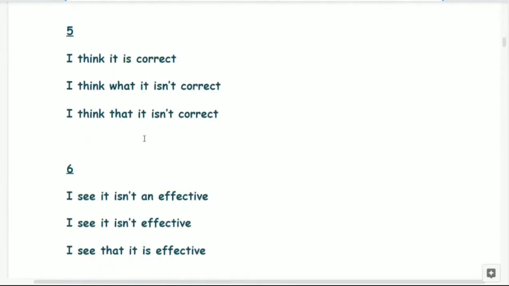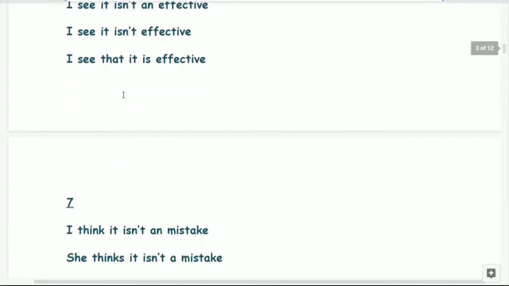And the fifth is mine. I think it's correct. I think what it isn't correct. And I think that it isn't correct. The first one is correct. The second one isn't correct, because we don't use what here. We should use that here, not what. And the third one, I think that it isn't correct, it's right. So let's move on.